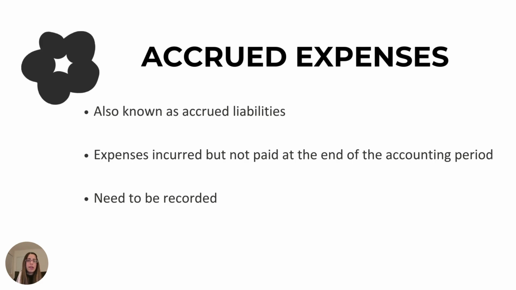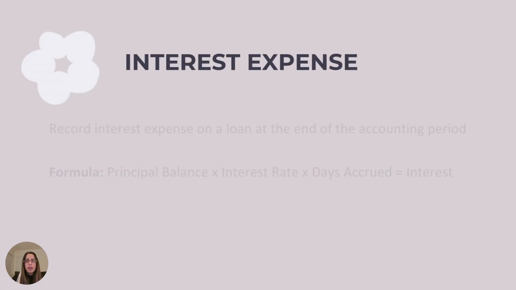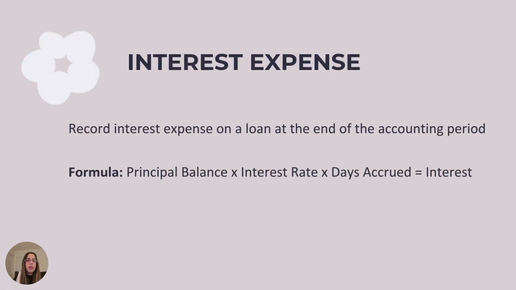Accrued expenses is another topic we're going to discuss. It's also known as accrued liabilities. Now, this is when the expense has been incurred but hasn't actually been paid in cash at the end of the accounting period. So we need to record it. An example of an accrued expense is interest expense. Interest expense accrues, okay, so grows, on a loan, and we need to record it at the end of the accounting period, even though we haven't technically paid that interest expense in cash yet.